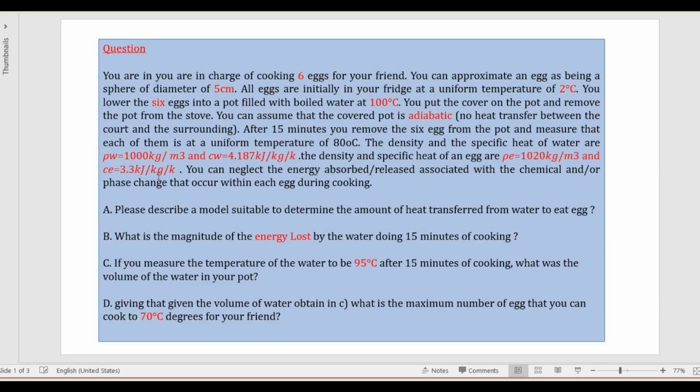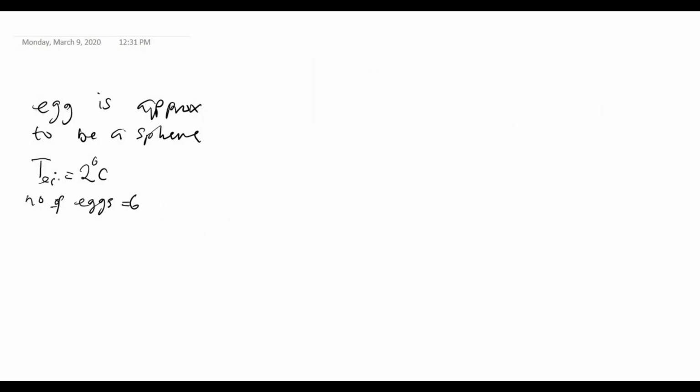So you lower the 6 eggs into a pot filled with boiled water at 100 degrees Celsius. So now we have another parameter, which is the water, T w is 100 degrees Celsius.